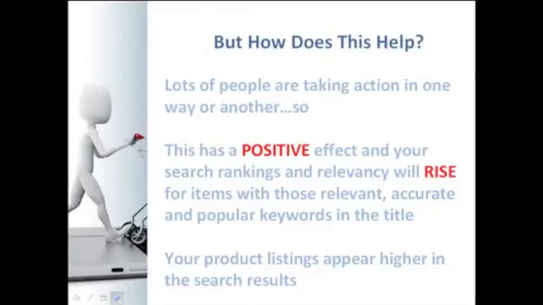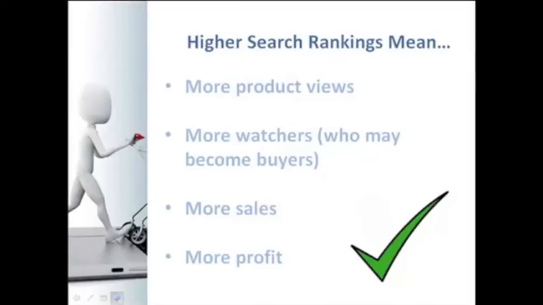More people will see them, more people will click, more people will watch, more people will add them to the wish list. And so all the time you're creating more and more positive effects on your listing, and your listings will begin to rise. And of course that means that you actually get sales. And when you start to get sales, you start to get a sales history. And sales history is another factor in where your actual products appear in the search rankings. So higher search rankings mean more product views, more watchers who may become buyers, more sales, and ultimately more profit for you, which is exactly what we want here.